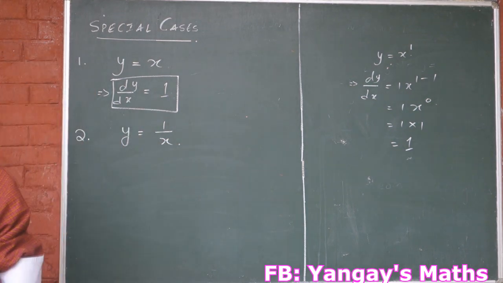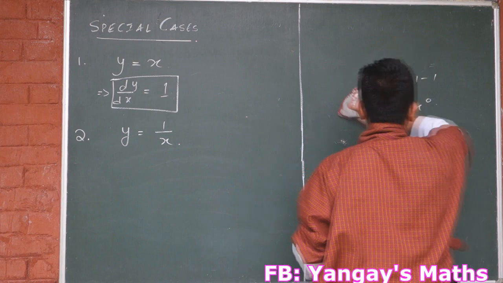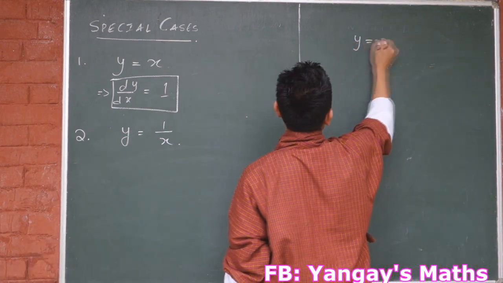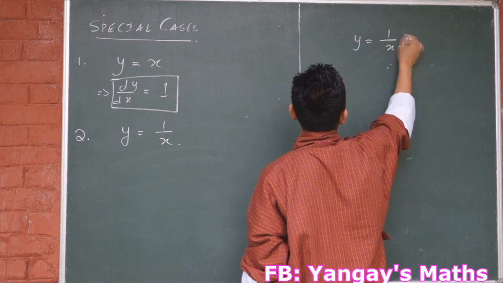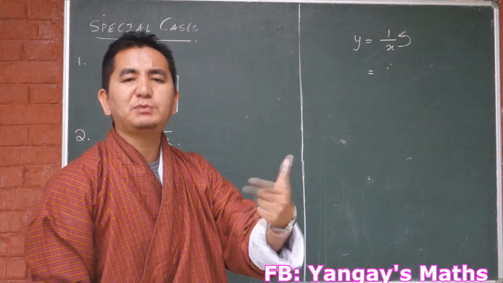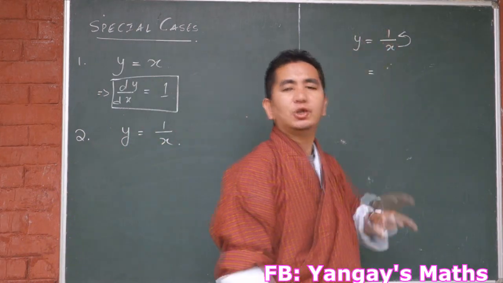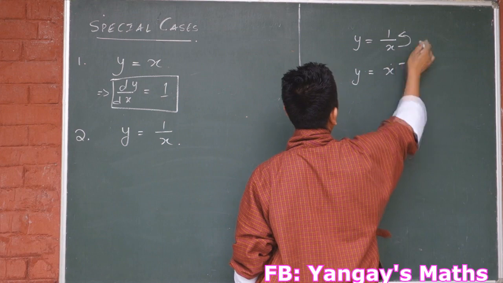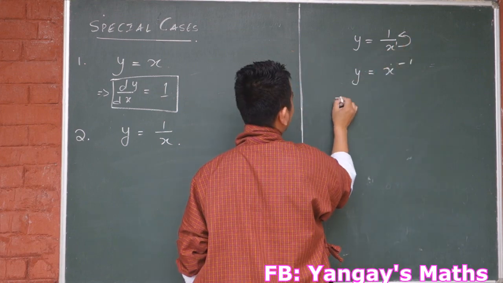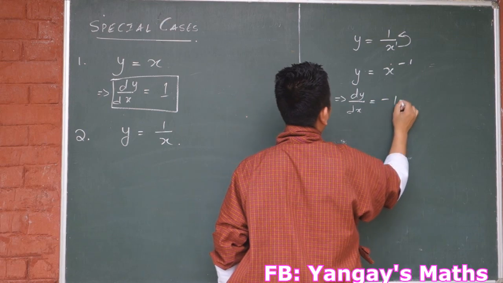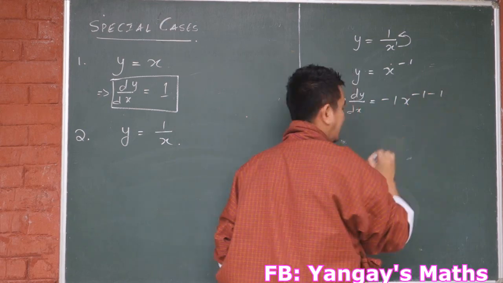Now, usually the method you will use here is, if you have y is equal to 1 by x, you will always try to bring it up, because to differentiate as per the power rule, the x should always be in the numerator. So we have y is x to the power minus 1. When you bring it up, definitely the sign will change. That implies dy by dx will be negative 1, x to the power negative 1 minus 1, n minus 1.